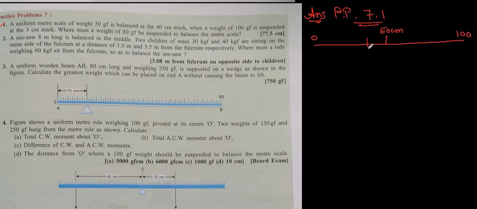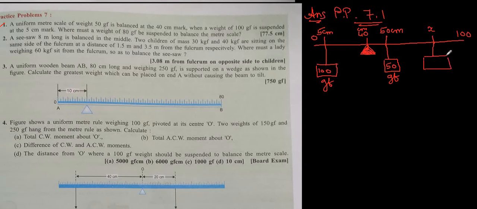And here it is 40 where the suspension is, so that the meter scale remains in equilibrium, or you can say in balance. The weight here is 50 GF. When a weight of 100 GF is suspended at 5 centimeter, where must the weight of 80 GF be suspended, here X, to balance the meter scale?